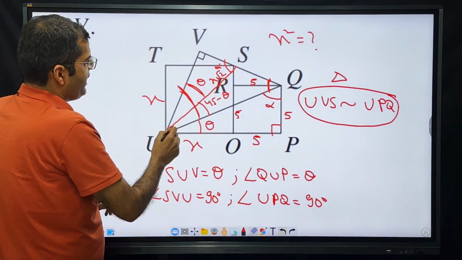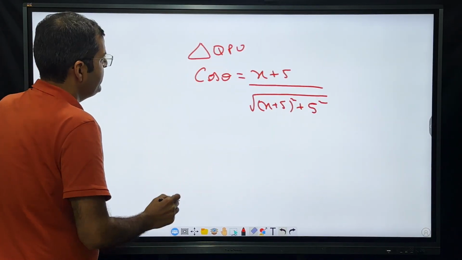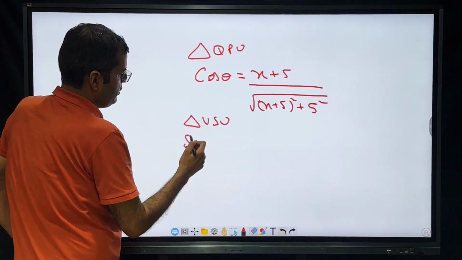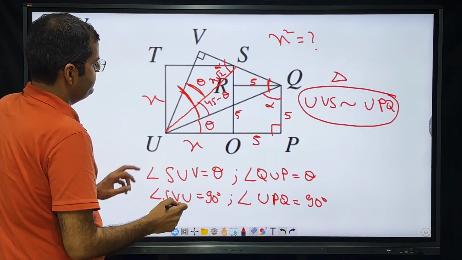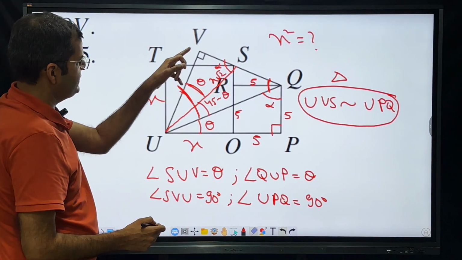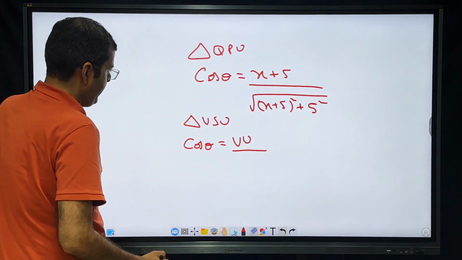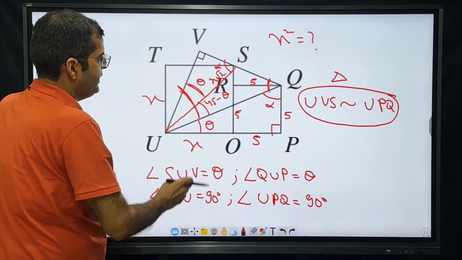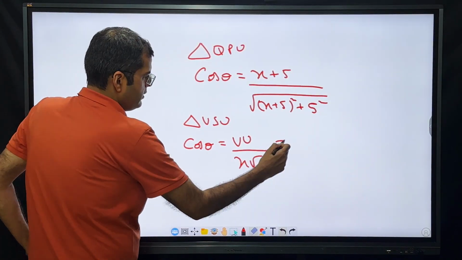Now if I look at this triangle VSU, what is cos theta here? Cos theta over here is base VU divided by the hypotenuse, x root 2. So it is VU divided by x root 2.